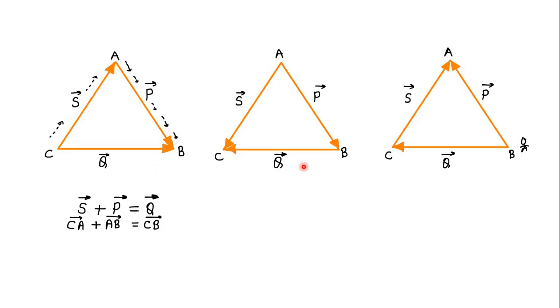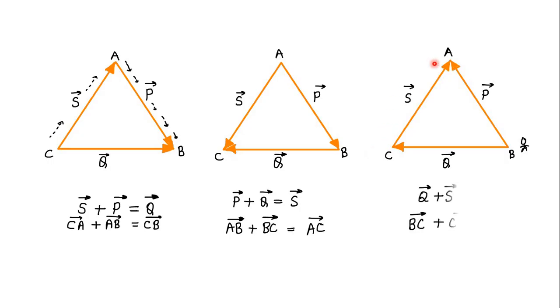In the second figure, we can identify here that P vector plus Q vector is same as the displacement S. So P plus Q is equal to S. In the third figure, we can see that BC plus CA is same as BA because this is the starting point and A is the ending point. So if the man goes from B to A, the same thing can be achieved by doing two displacements, BC and CA. That is why BC plus CA will be equal to BA.